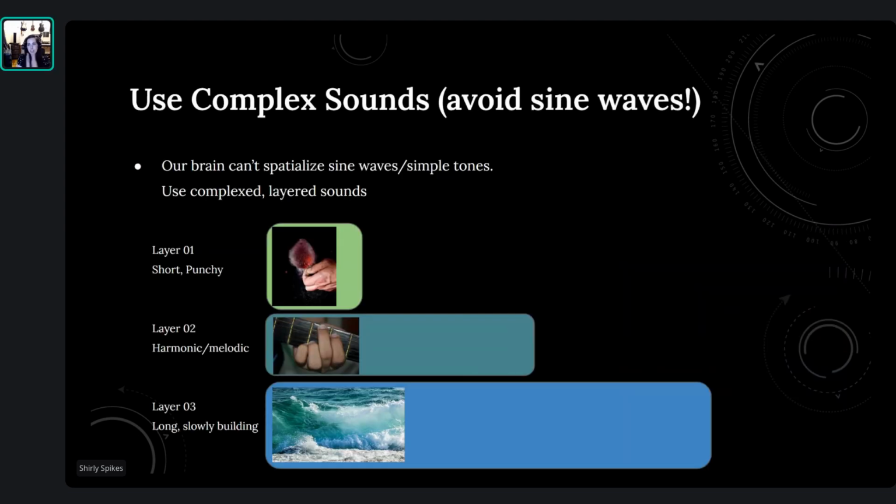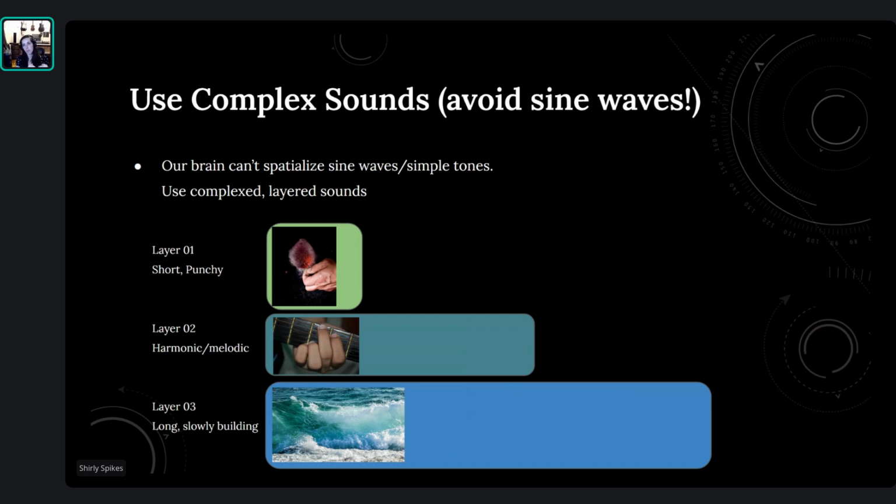Use complex sounds. Please, you're all such good sound designers. Please do not use sine waves ever, ever. The reason is that our brains don't know how to spatialize it. Think about this: if you have just one sine wave and it gets to your head, there's no way for it to change or switch a phase so your brain can perceive it as a spatial sound. The more content you have, the more frequencies you have, the easier it is for our brain to perceive where the sound is coming from.